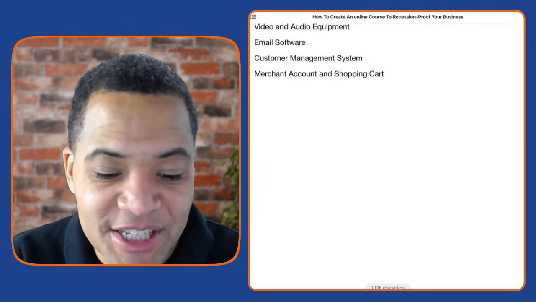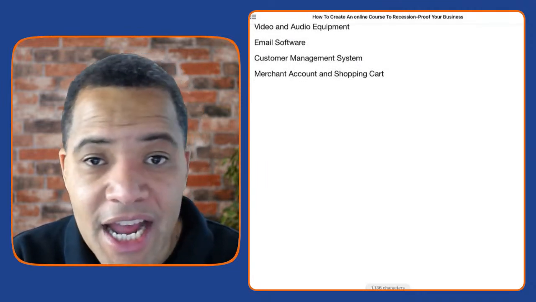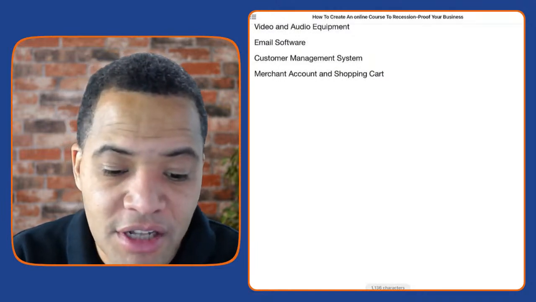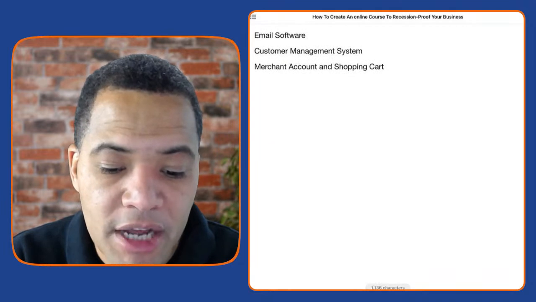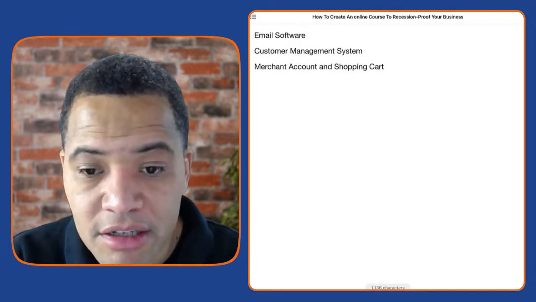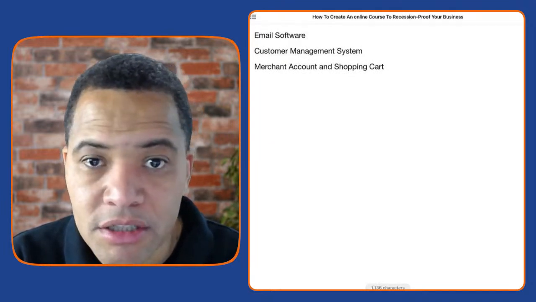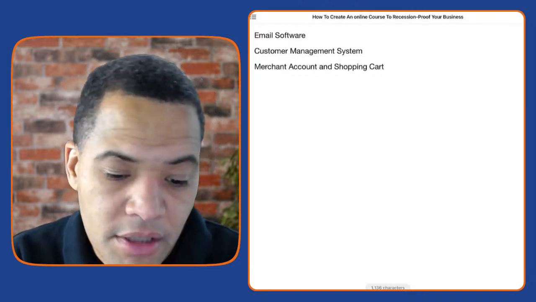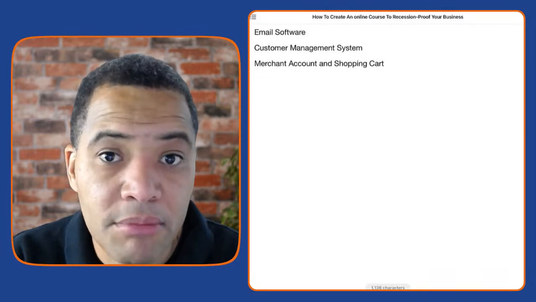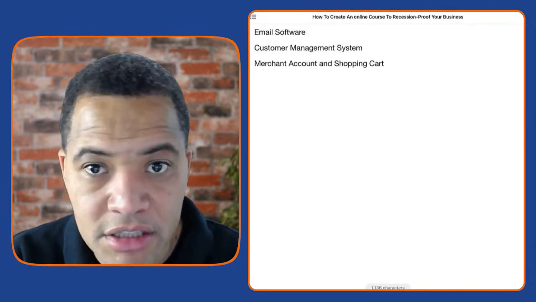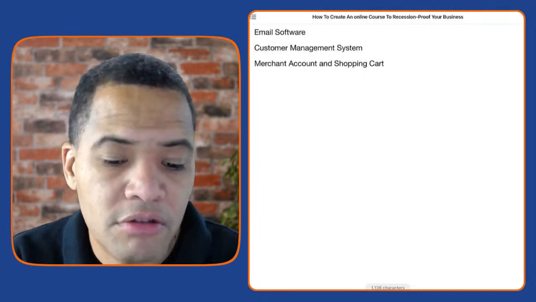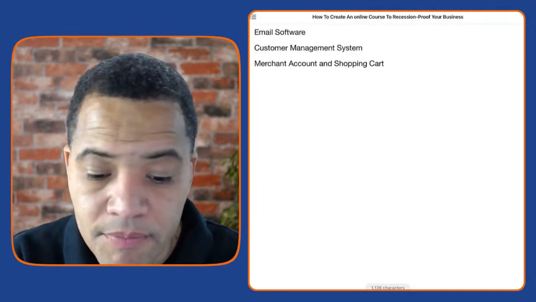And then you're going to need some email software, an autoresponder, ActiveCampaign, or some of your all-in-one marketing companies like Kartra or ClickFunnels, all that stuff that allows you to do that. Then you're going to need a customer management system. There's a bunch out there. You can use HubSpot. ActiveCampaign has a CRM, Kartra has a CRM, all that good stuff. And then you're going to need a merchant account and shopping cart, like Stripe, which is easy, or PayPal, that allows you to receive payments from people online. So you're going to need to set that up. So those are your things.